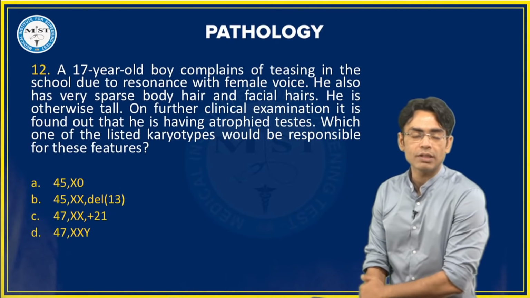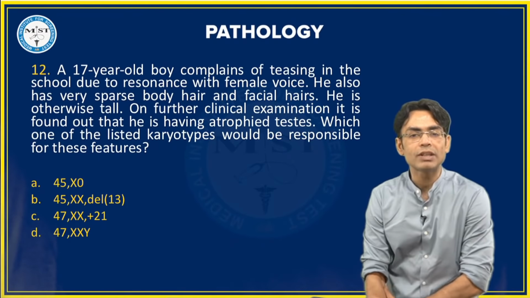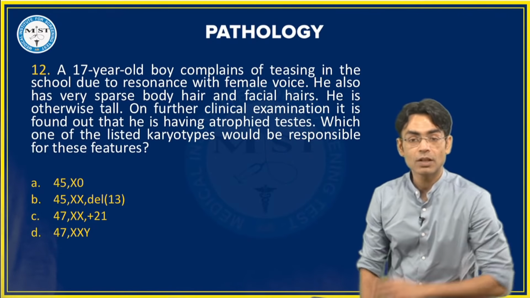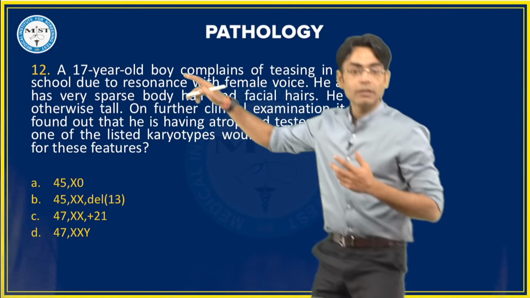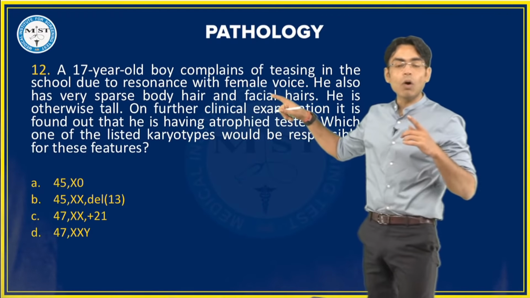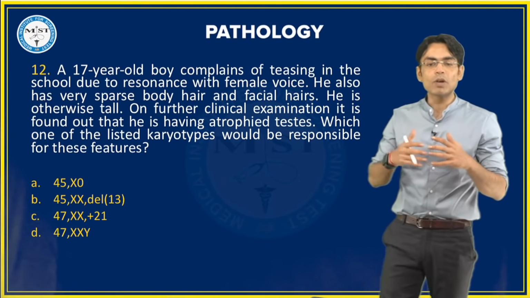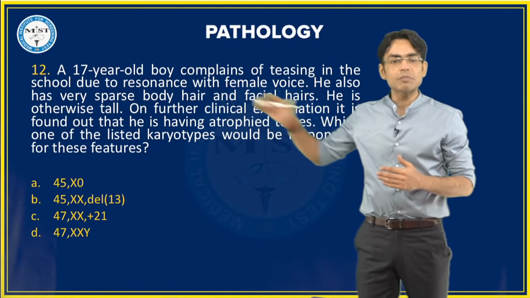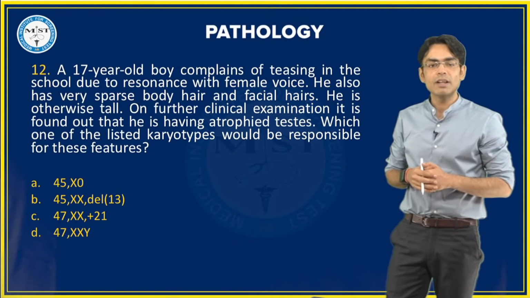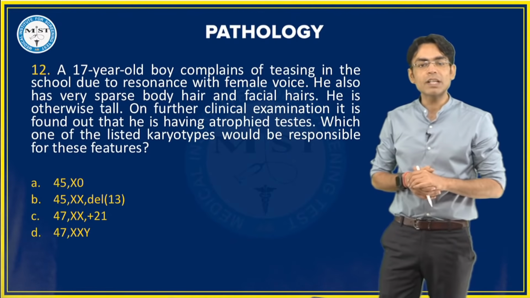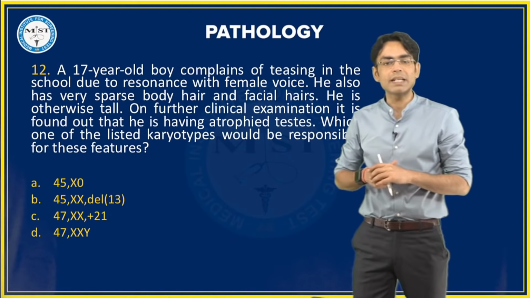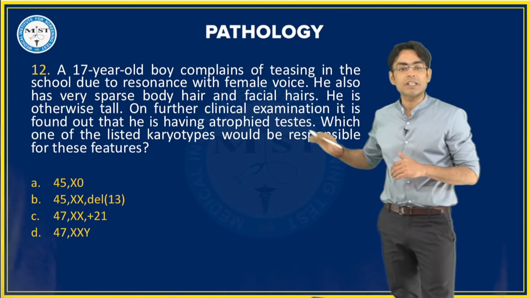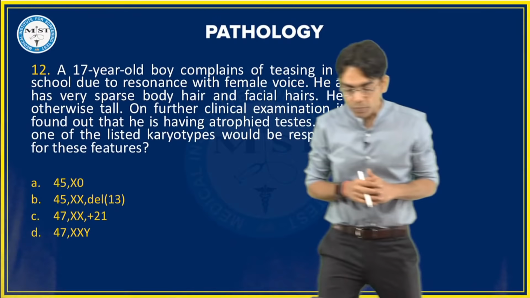चलिए. 12th question. A 17-year-old boy complains of teasing in the school due to resonance with female voice. So a boy came with a complaint of teasing in the school because he has a female voice. He also has very sparse body hair and facial hairs. He is otherwise very tall. On further clinical examination, it is found out that he is having atrophic testes. Which one of the listed karyotypes would be responsible for these features?